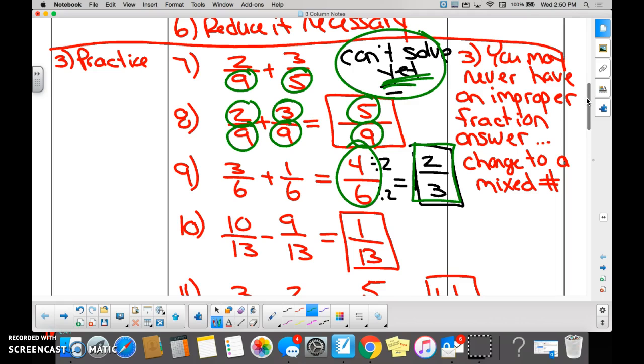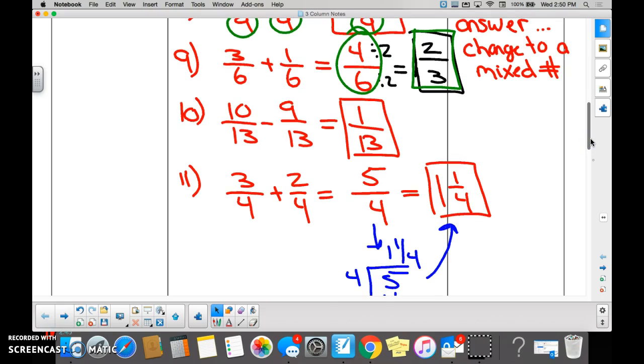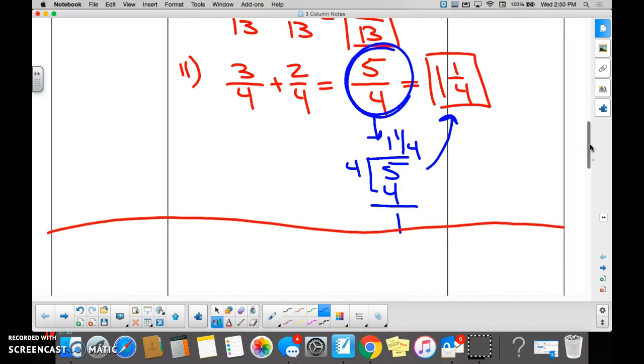Yes. Cool. The last thing I want to talk about then is number 11. If you get an answer in which the numerator is bigger than the denominator, so 5 is bigger than 4, yes or no? Yes. We must change that into what kind of number, Ashley? A mixed number. And how do you go from an improper to a mixed, Ashley? You divide. And what goes inside the box? 5. What goes outside the box? 4. So the top number always goes inside, the bottom number always goes on the outside, right?